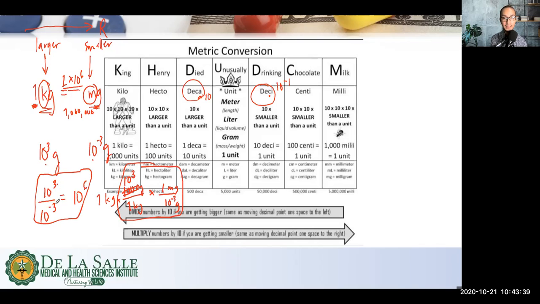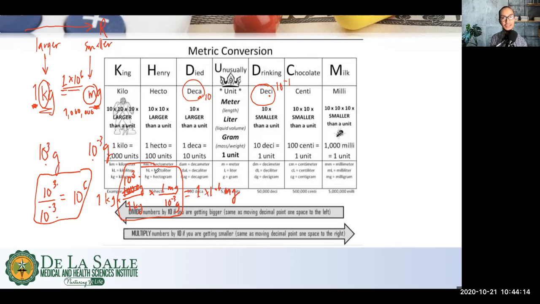Yeah, so 10 to the 3 divided by 10 to the negative 3 is the same as this one, the one that you will put in dimensional analysis. So 1 kilogram times 10 to the 3 of a gram, or 1,000 grams per kilogram, times 1 milligram is 10 to the negative 3 of a gram, or 0.001 gram. So this is equal to 1 times 10 to the 6, or 1 million milligrams.